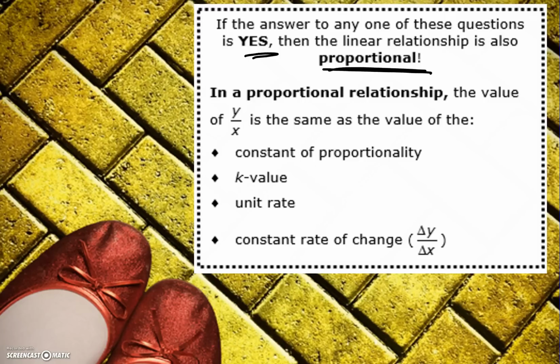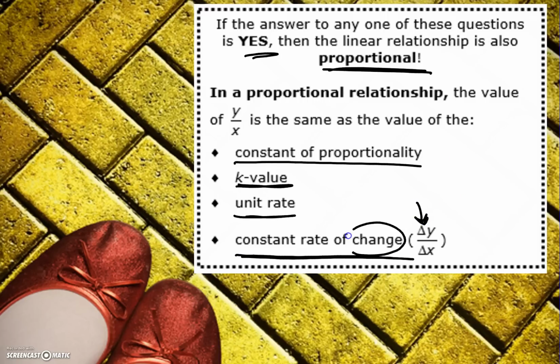So in a proportional relationship, the value of y divided by x is the same as the value of the constant of proportionality, which is what we learned yesterday, the k value, the unit rate, and the constant rate of change. Notice that the constant rate of change, this word change, tells you that there's going to be the change symbol in front of y and x.